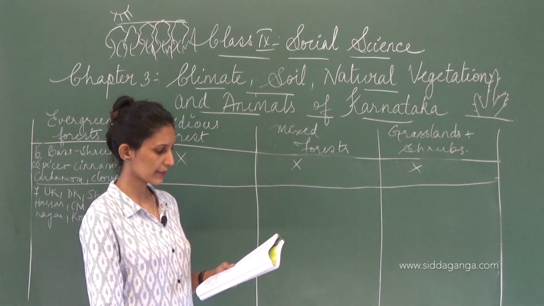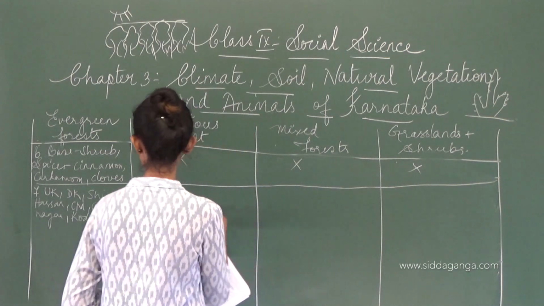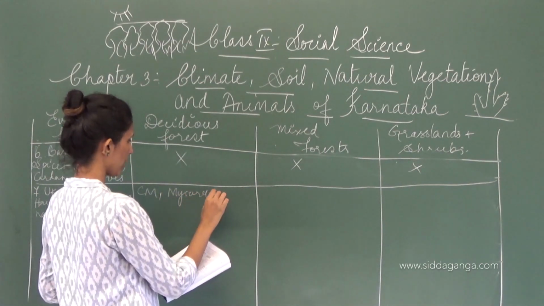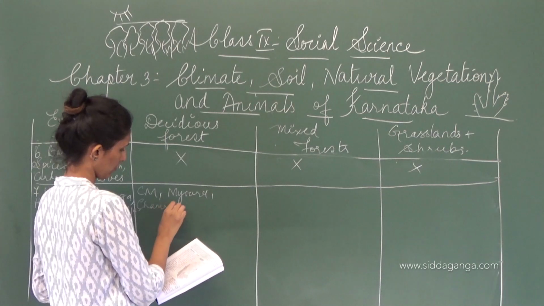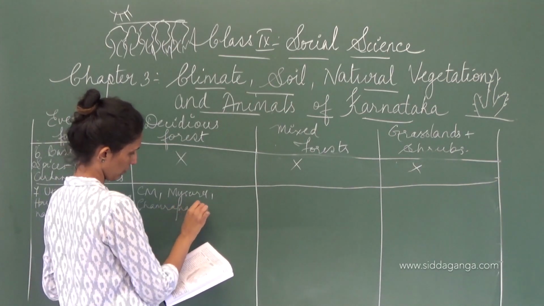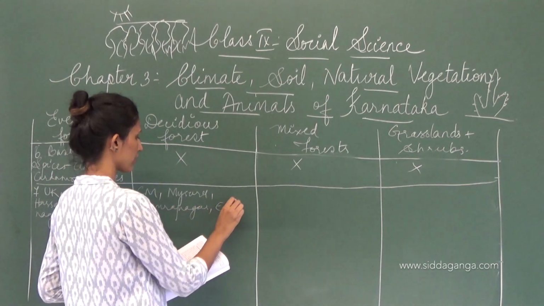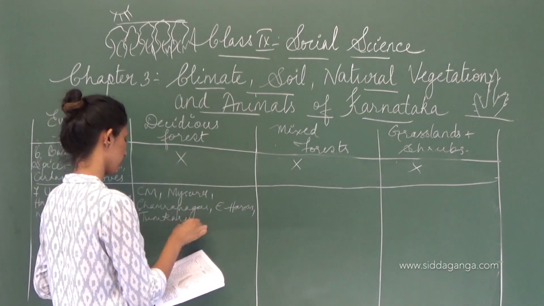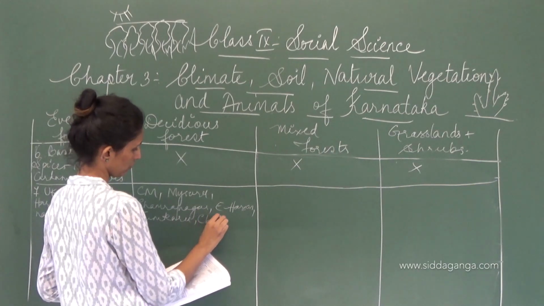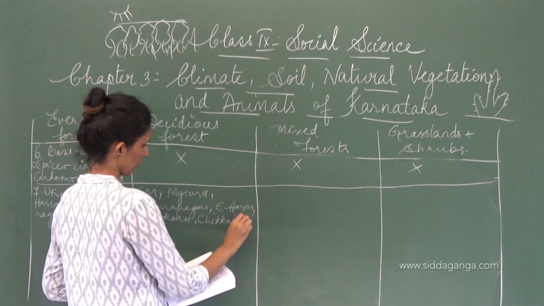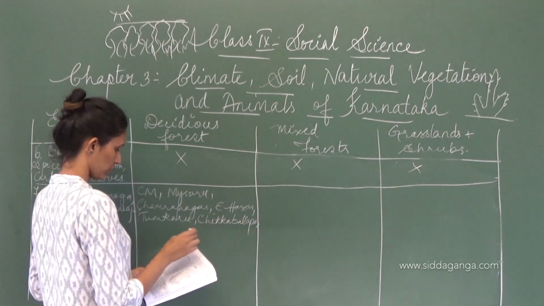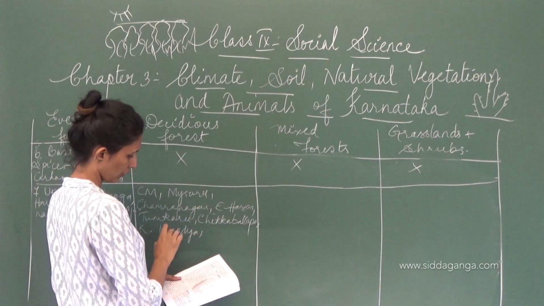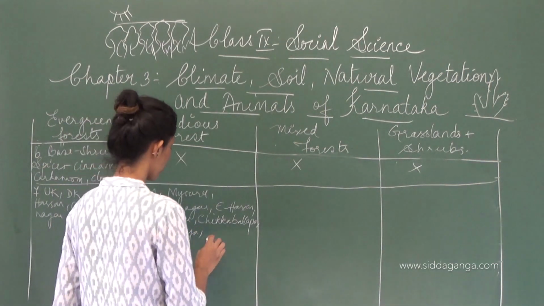Where can you find deciduous forest? Chikmagalur, Mysore, Chamarajanagar, then east of Hassan, Tumakuru and Chikkaballapura, Ballapur, Kolar, Mandya, Ramanagara and Bengaluru rural.